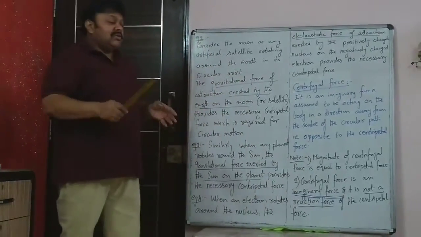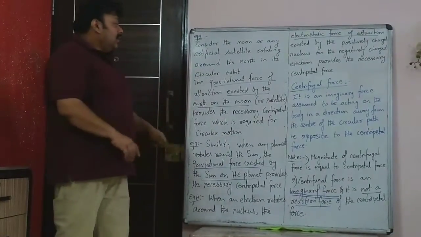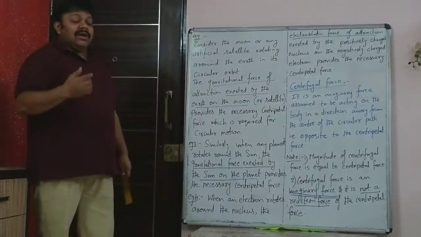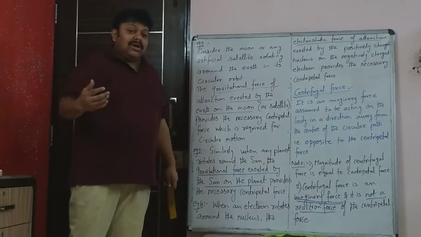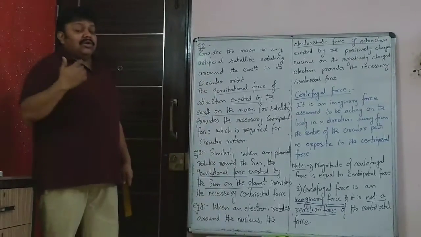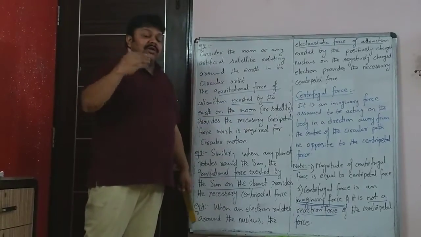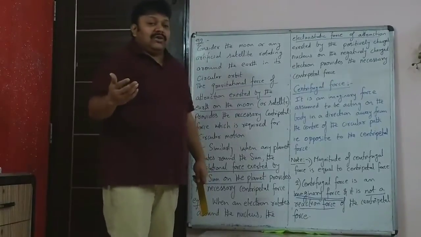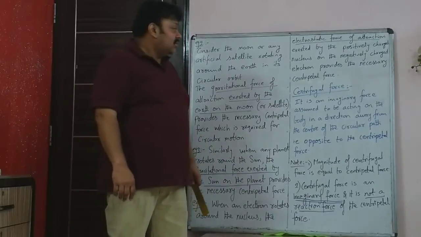And different examples of centripetal force were tension in the string when the stone was rotating, the gravitational force exerted by earth on moon or satellite when a satellite or moon is rotating around the earth, the gravitational force exerted by sun on the planet when any planet is rotating around the sun, and the electrostatic force of attraction exerted by positively charged nucleus on negatively charged electron. Those are all examples of centripetal force in different cases.